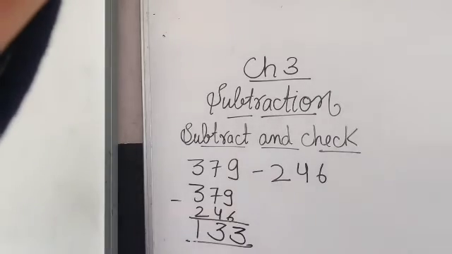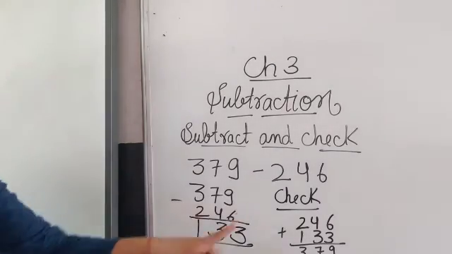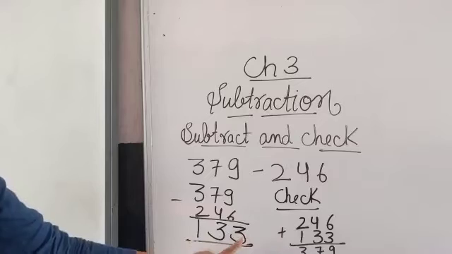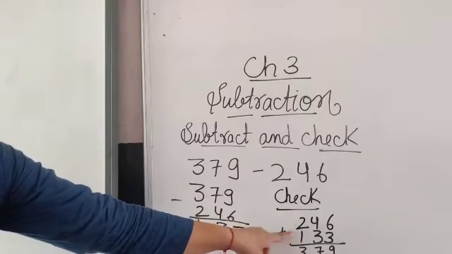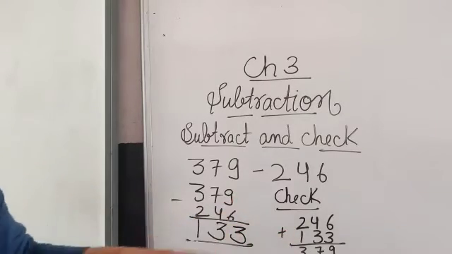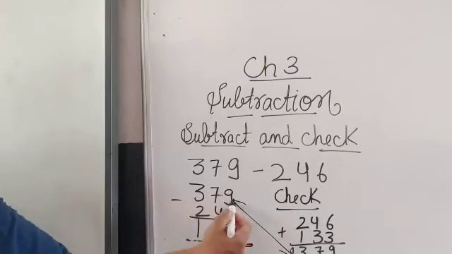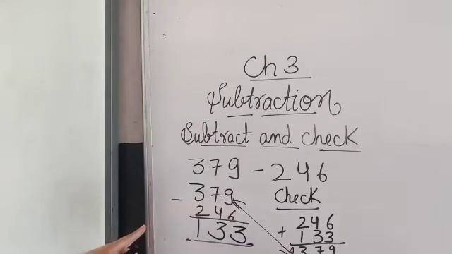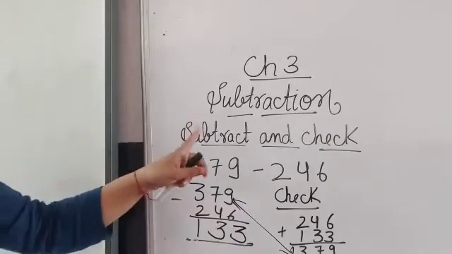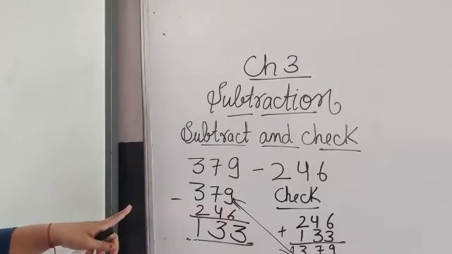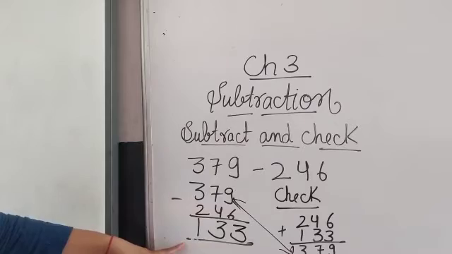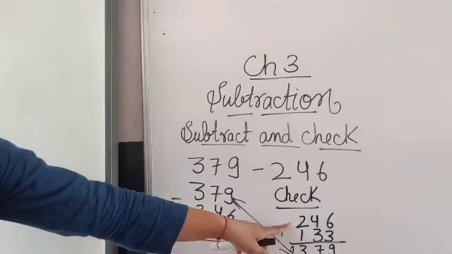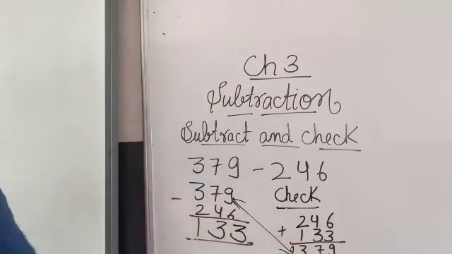So let's check. I have written here check: add the subtrahend and the difference. You will get the minuend. This is the minuend, that means your answer is right. Is it clear? Checking subtraction with addition: to check the answer of the subtraction, add the difference to the subtrahend and you get the minuend. See one more example.